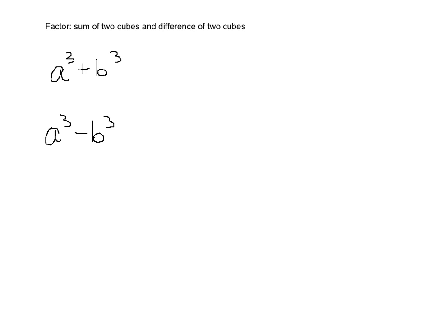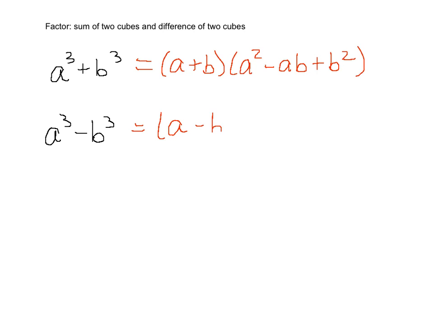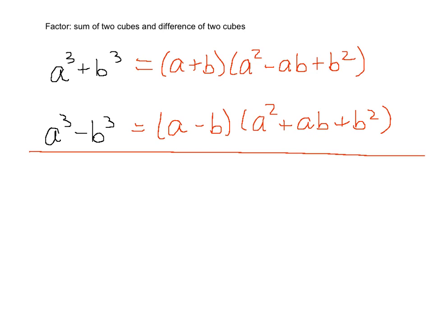The last little topic in this section is how we factor the sum of two cubes and the difference of two cubes. And I'll just give you the formulas. If we have the sum of two cubes, it factors in this pattern. And if we have the difference of two cubes, it's going to look like this. Okay, and so those are basically just rules for you to remember. And let's look at an example or two.